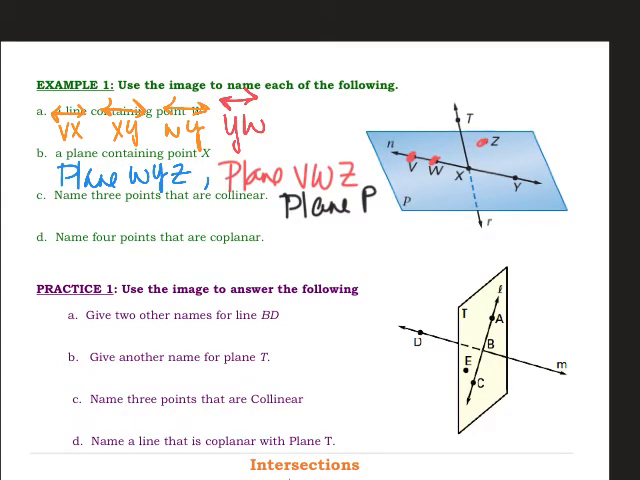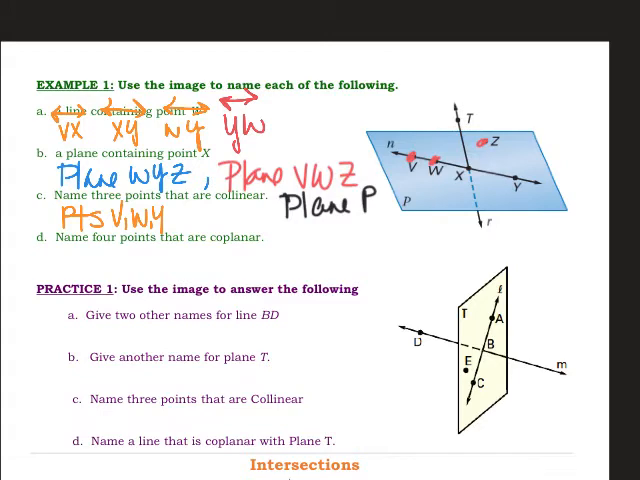Collinear. Co together on a linear line, right? Together on a line. Give me 3 points that are collinear. Who would like to go for this one? Yes, Pablo. VWY. Points. So I'm going to call it points V, W, Y. And that's how you would answer your questions, all right?